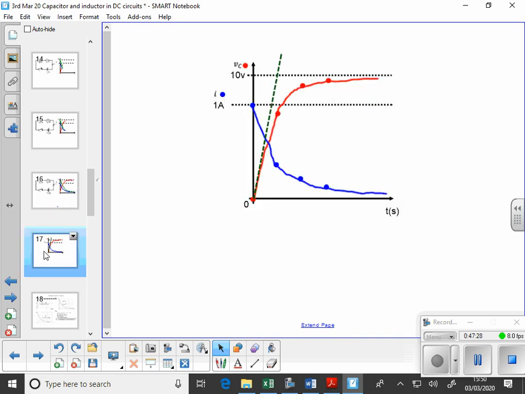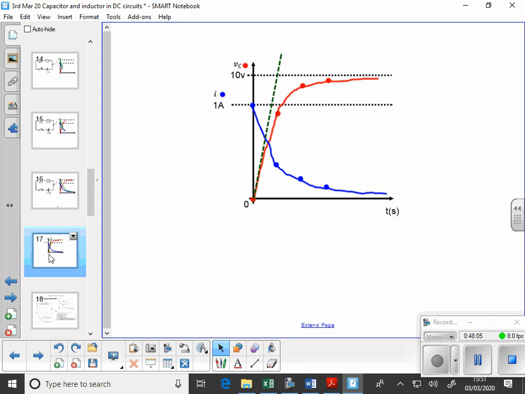I'm going to put this slide up now. You haven't got this in your notes, but you'll be able to get this stuff off Google anyway. I'll put the capacitor voltage and the current on there, because the resistor voltage is always going to follow the shape of the current anyway. So I'll put that dashed line on there. That dashed line is the initial rate of capacitor voltage rise.